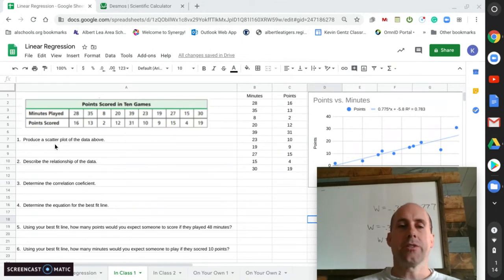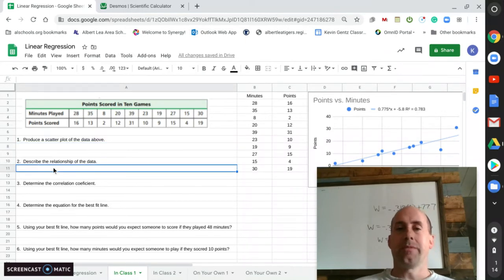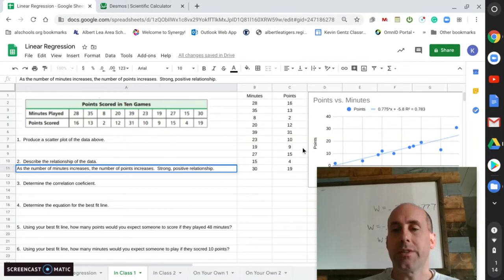Now I can answer these questions. Produce a scatter plot. We did that. Describe the relationship of the data. As the number of minutes increases, the number of points increases. Strong positive relationship. If you look at your data points, they make a nice line. So I would expect this to be a strong positive relationship.